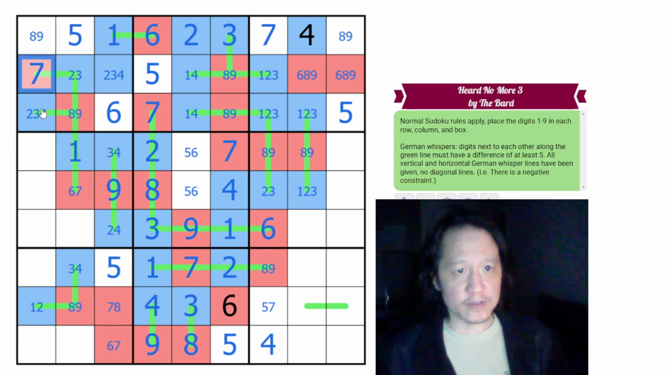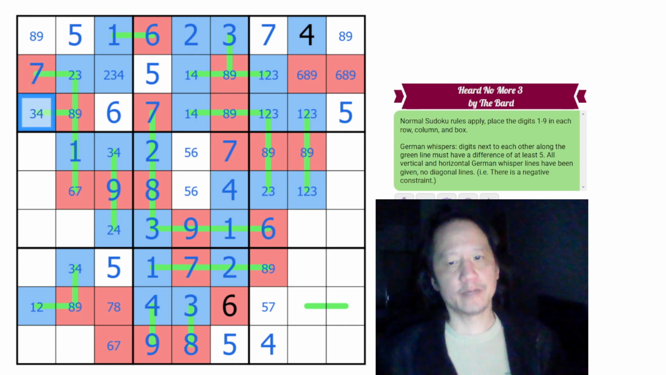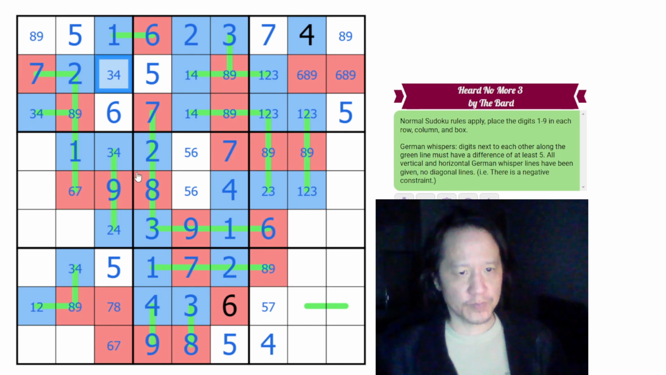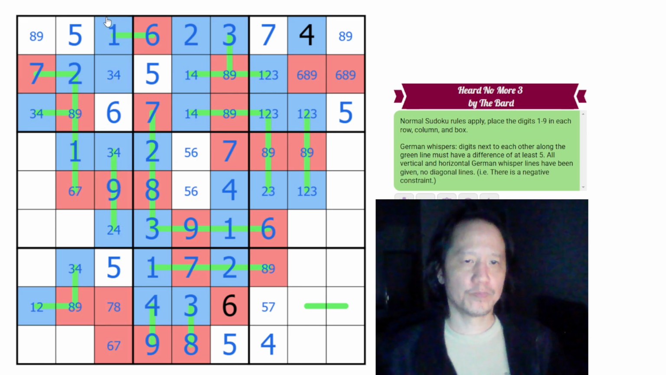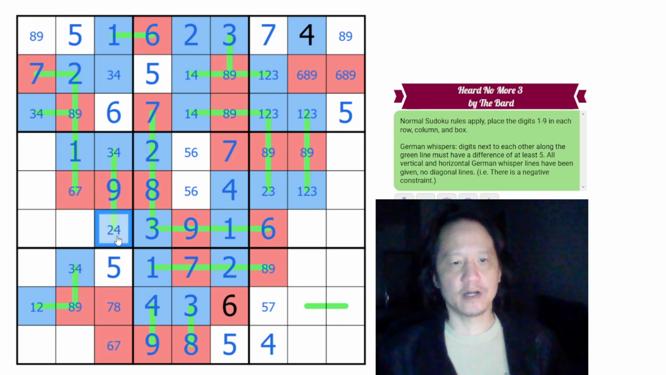This is 7, so if this were 2, it would have to have a German whisper line next to it, so this cannot be 2. But this has to be 5 away from the 7, so this must be a 2, which means this can't be 2. We now have a 3, 4, 3, 4 pair in column 3, which eliminates 3 and 4 from the rest of the column. Therefore, this must be a 2. It must be a 2.